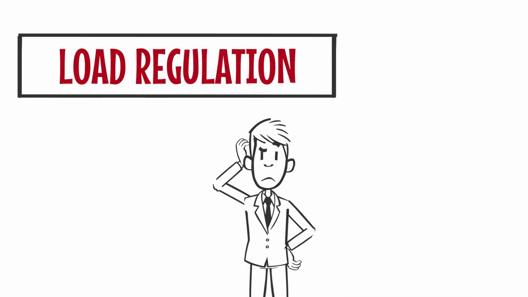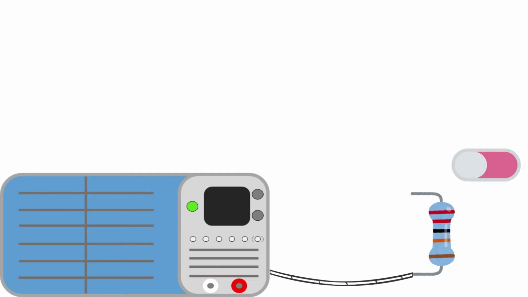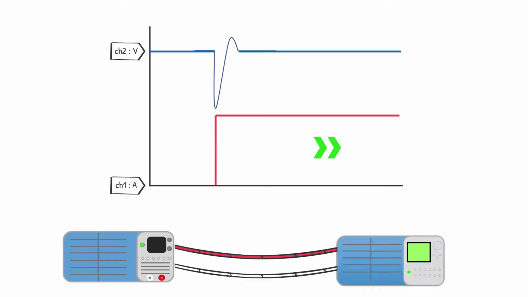Load regulation. A load, such as a resistor, can suddenly become unloaded or loaded by an on-off switch or other device in the circuit. When a sudden change occurs, the output of the DC power supply also fluctuates and tries to return to the set voltage. This condition is called load regulation.